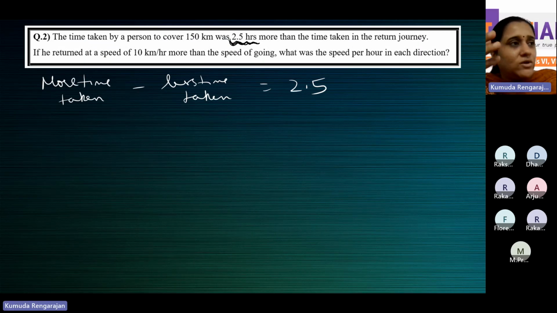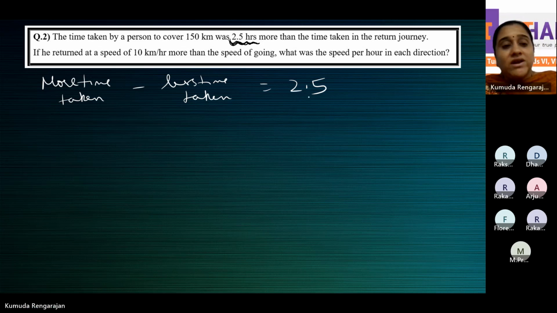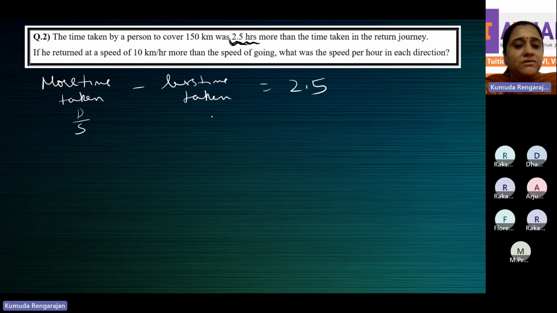Difference is one time taken minus the other. So more time taken minus less time taken is equal to 2.5. Where does he take more time? Where the speed is less. And how will he find time? Distance by speed.